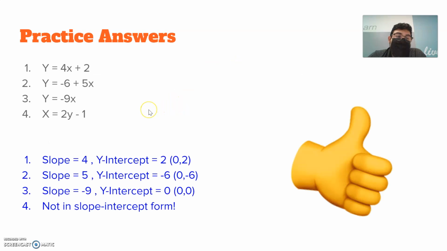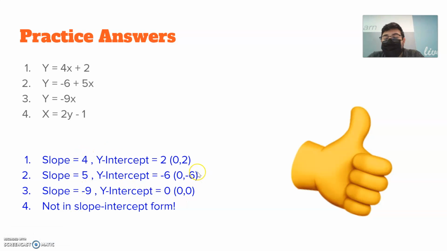All right. So for number 1, the slope is 4 and the y-intercept is 2, or for graphing purposes, it is (0, 2). Remember, in these parentheses with the comma, the first number is x, and then the second number is y. For number 2, the slope is 5 and the y-intercept is negative 6. So on the graph, that'd be (0, negative 6). For number 3, the slope is negative 9 and the y-intercept is not there. So it's 0, and that would be (0, 0).